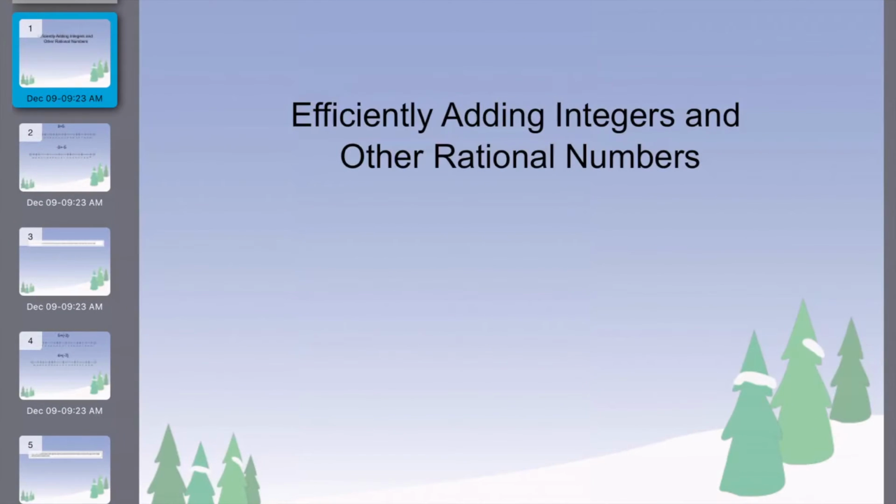All right, seventh grade. Today we're going to be talking about how do we efficiently add integers of other or rational numbers. That was terrible.